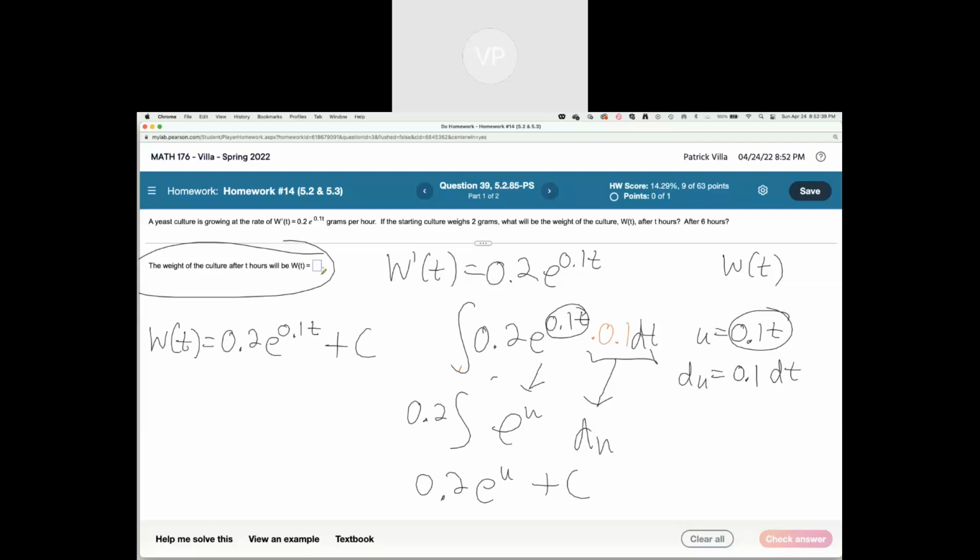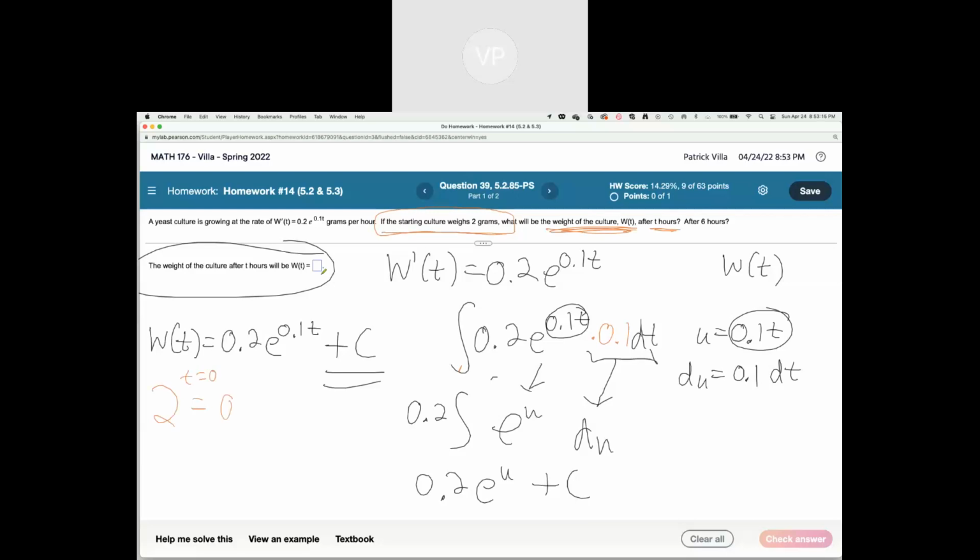Now, the question is, what's W of t? Well, we have it except this mystery c. And you recall our last example in the PowerPoint: we're going to use this information right here. If the starting culture weighs 2 grams, this is how fast it's growing. What will be the weight of the culture? So W of t is the weight, t is the hours. What they're saying is it started at 2 grams, and it starts at 2 grams when t is 0. That's what it means when it's the start.